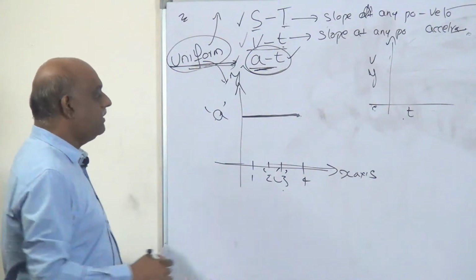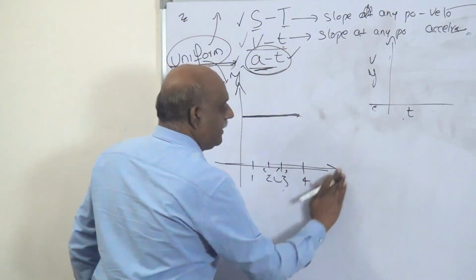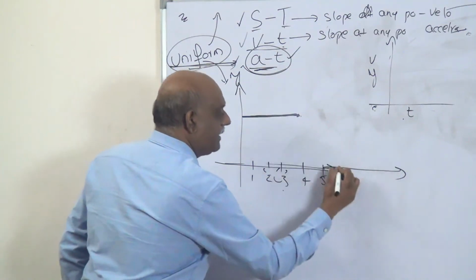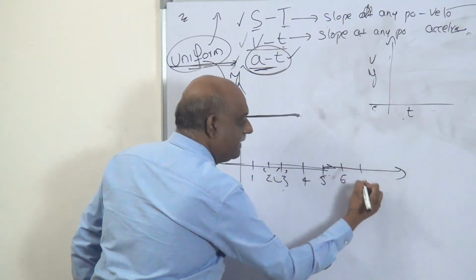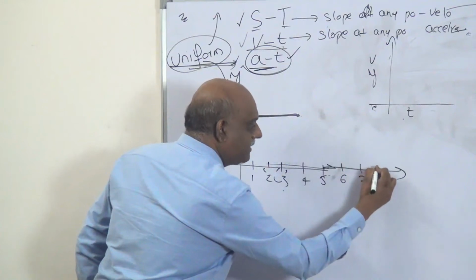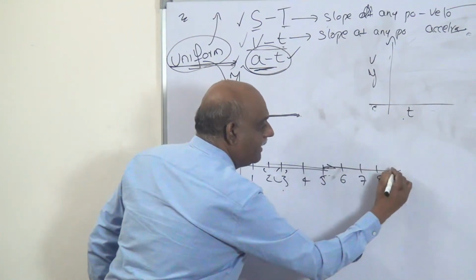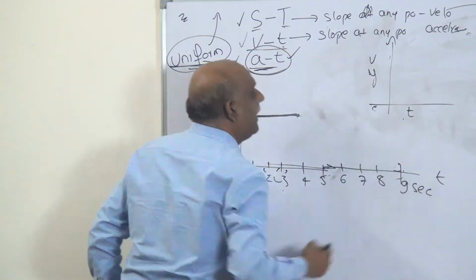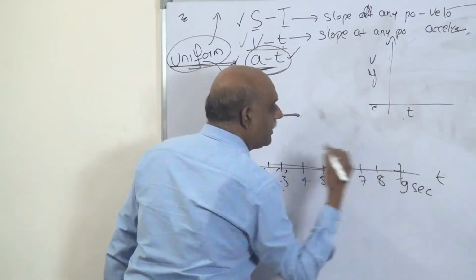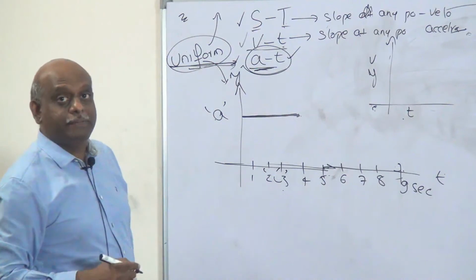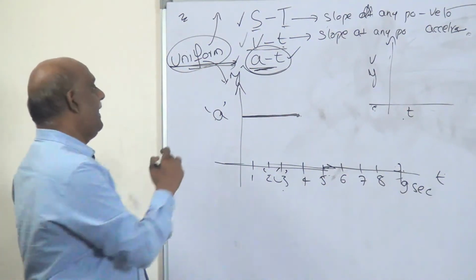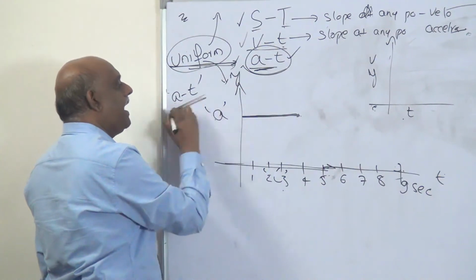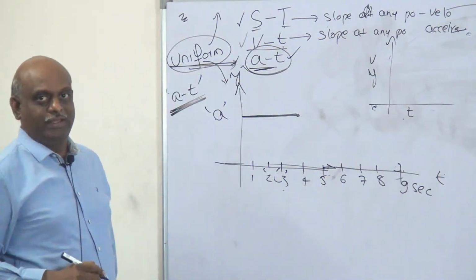Then after the fourth second, what comes after the fourth? The fifth comes, after the fifth the sixth second, after the sixth the seventh second, after the seventh the eighth second, after the eighth the ninth second. Because on the x-axis, what are you plotting? You are plotting time. This is called an acceleration time graph, is what we are talking about.